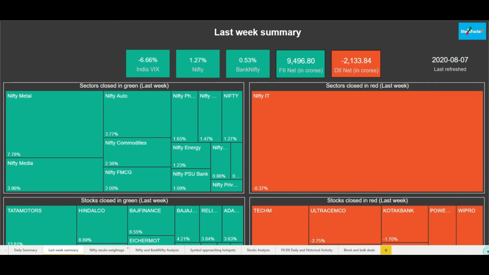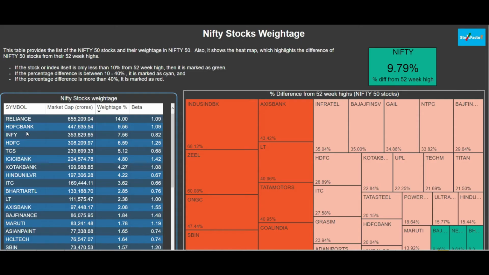Coming to the third page, this page offers you the Nifty stocks weightage as well as the individual market share of the Nifty 50 stocks and the difference of each individual stock in terms of percentage from their 52-week highs. As you can see on the screen on the right hand side, this visual tells you the percentage difference of each individual stock from their recent 52-week highs.